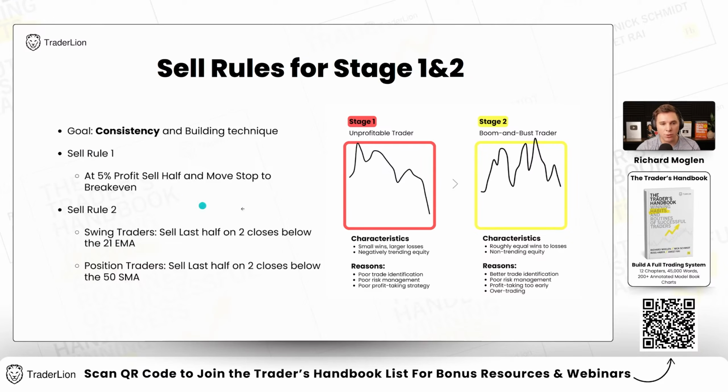So again, the first sell rule for these folks in stage 1 really, and then also stage 2, is at 5% profit, sell half and move up your stop to break even.